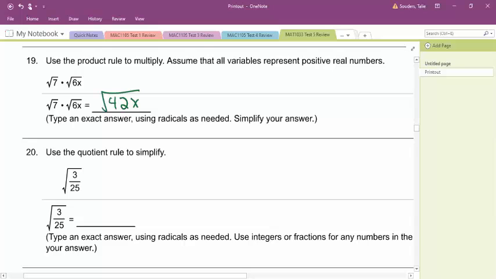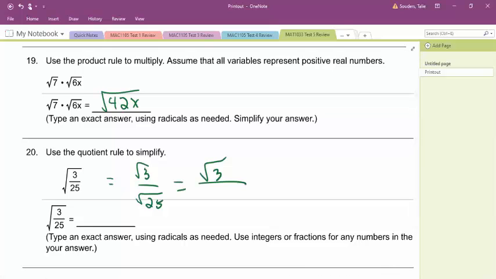And then number 20 is kind of similar to what we've already done, right? Where we've talked about where you have to take the square root of the top and the square root of the bottom. The only difference here is we cannot simplify the square root of 3 because it doesn't work out cleanly, but we can simplify the square root of 25. What does that give us? 5. So the answer here would be square root of 3 over 5.